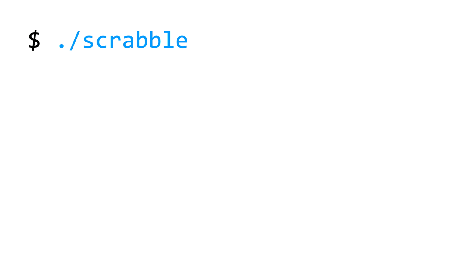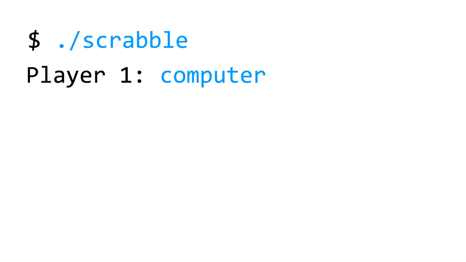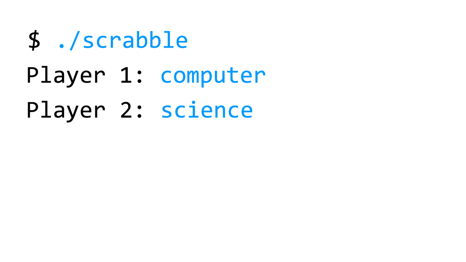Your program will work like this. At the command line, you would run the program ./scrabble. Your program will then prompt for a word from player 1, and player 1 would type in a word, for example, the word computer. And then your program would prompt player 2 to type in a word. And player 2 could then type in a word, for example, science.